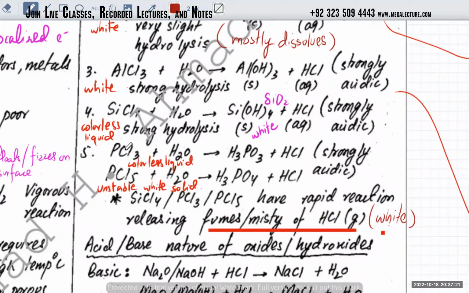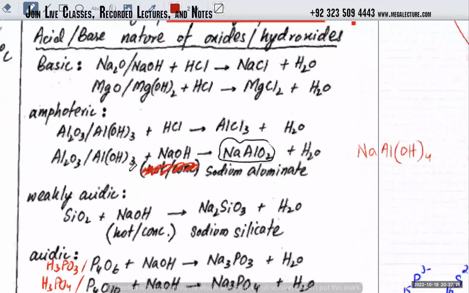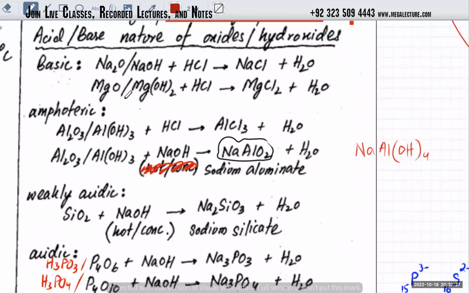And so now the acid-base nature of the oxides. The first two are basic. Sodium oxide and magnesium oxide are proper metal oxides, and they're very, very basic. So they're going to react with HCl and form salt and water.